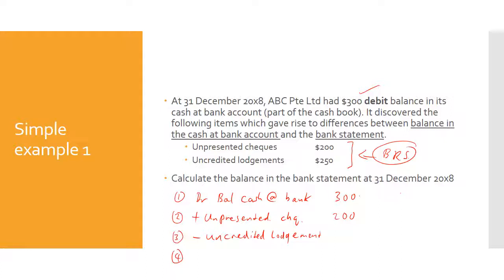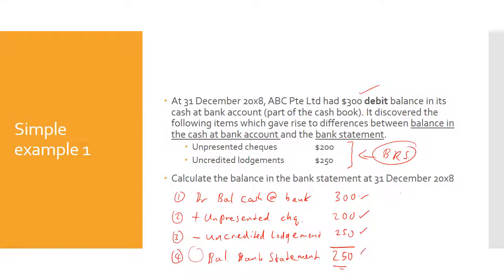Which comes out to be 250. So the final amount, which is the credit balance, you end up with a balance in the bank statement. Now, how much would that be? The bank statement balance comes out to be 250. How do you get that? 300 plus 500 minus 250. That gives you 250. Now, how do you know if this is a credit or debit balance?